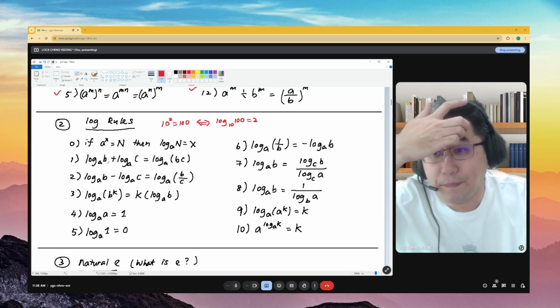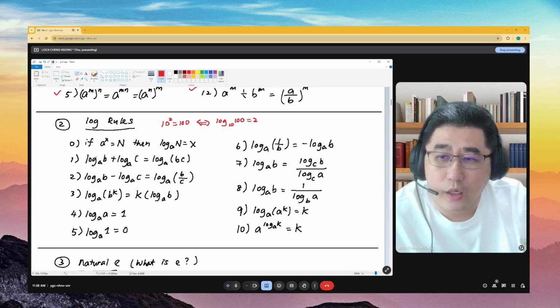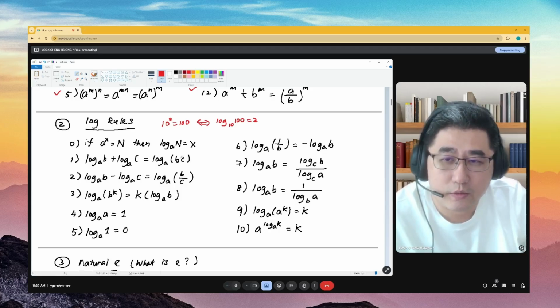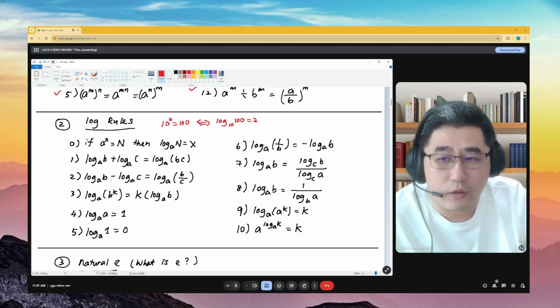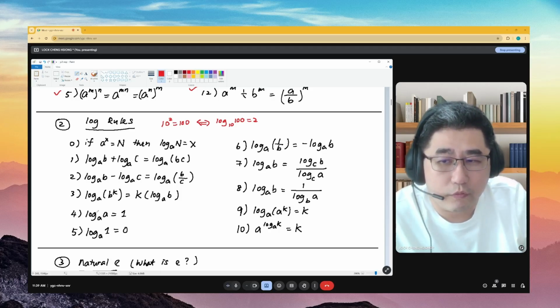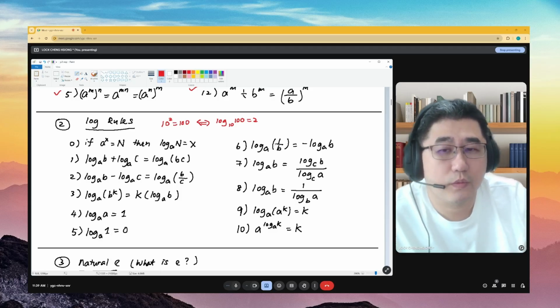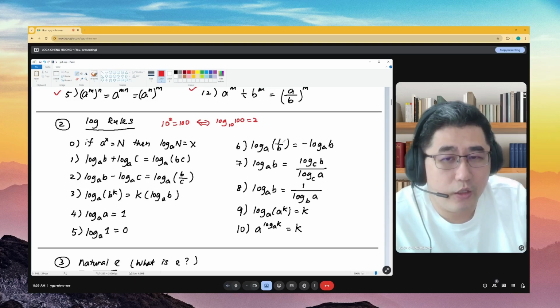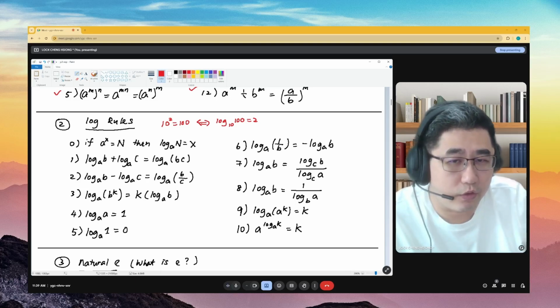Then rule number 1. If I have log_a b plus log_a c, then I have log_a (bc), b and c together. If I have log_a b minus log_a c, I will have log_a (b over c), divided together. If I have log_a of b^k, the k is a power, then k can be written in front. Number 4, log_a a equals 1. Number 5, log_a 1 equals 0. Number 6, log_a of 1 over b can be written as negative log_a b.